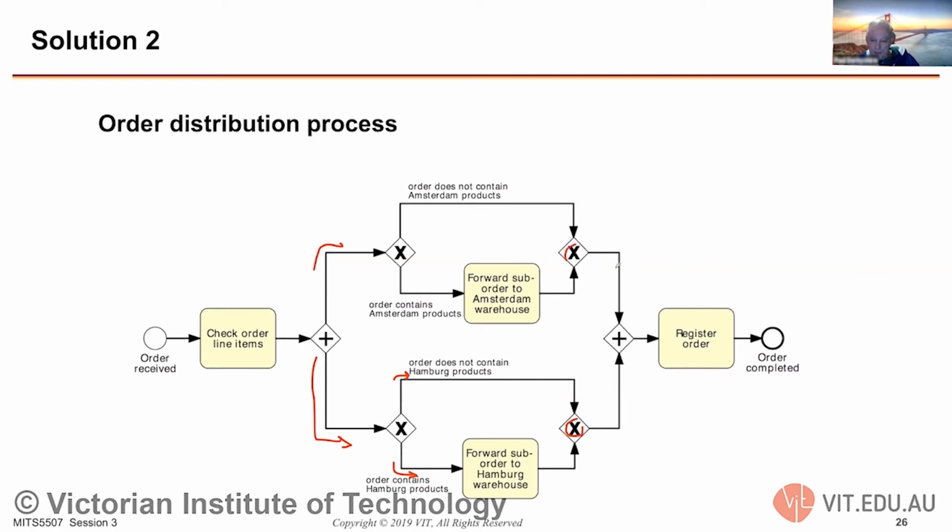Same here, we only need one of these flows to continue. But when we get to here, we need both of these flows down here and this one down here to finish before we can move on and register the order and complete the order process. So we have an AND split at the very beginning and we have an XOR split down the bottom.